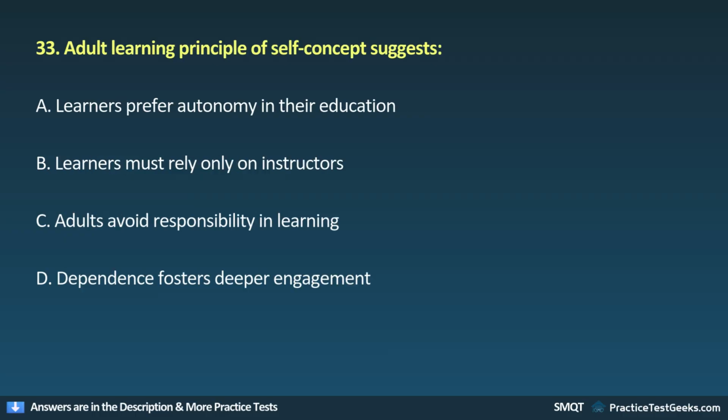33. Adult learning principle of self-concept suggests A. Learners prefer autonomy in their education. B. Learners must rely only on instructors. C. Adults avoid responsibility in learning. D. Dependence fosters deeper engagement.